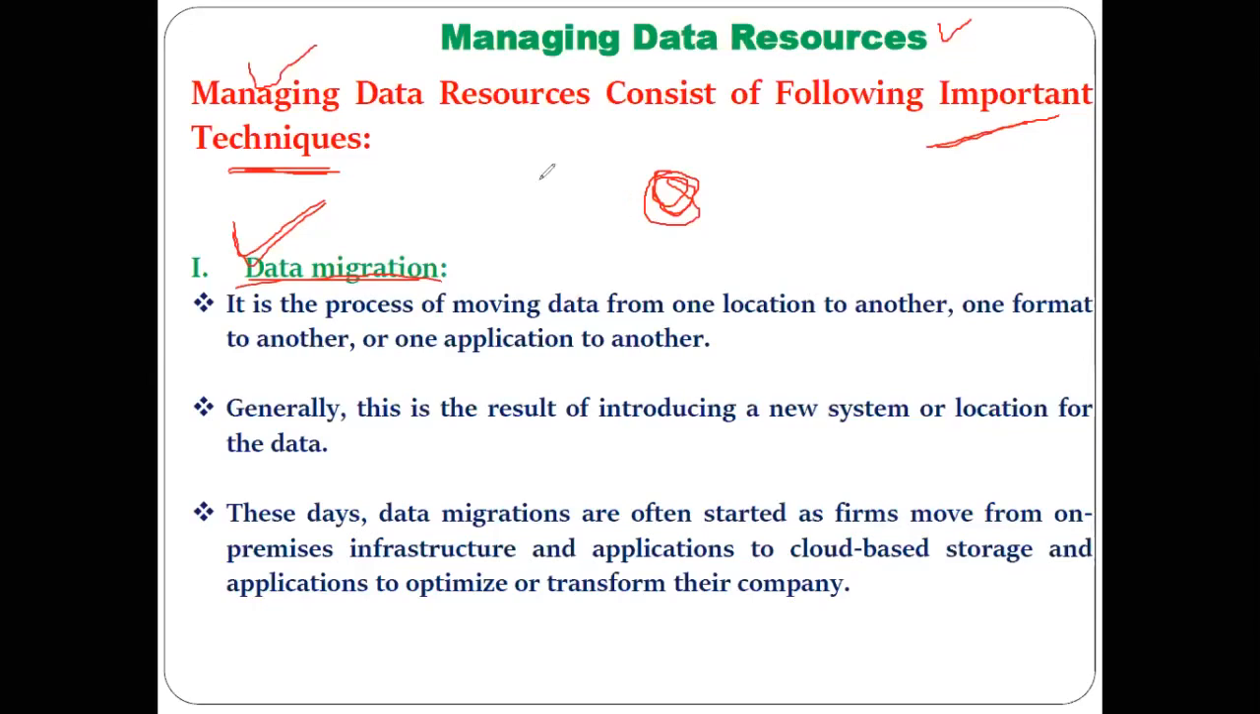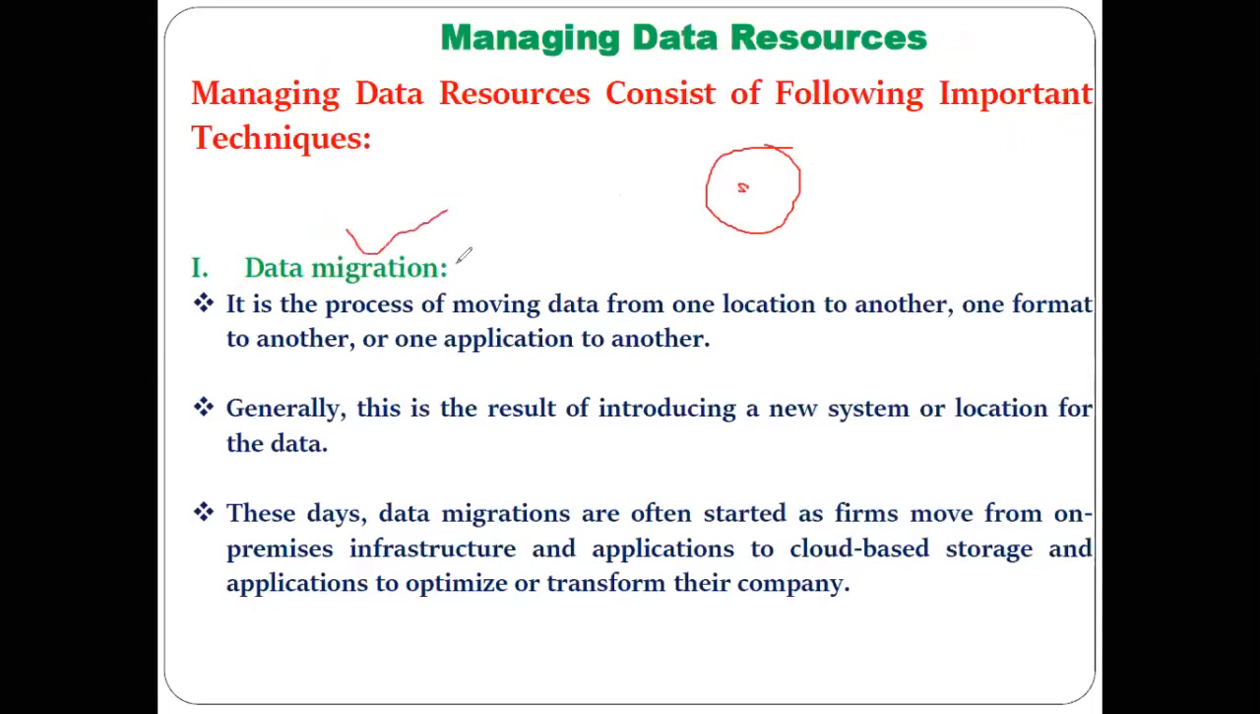Right? As I said, if you want to collect data at a central place, the first thing that we need to perform is what? Data migration. Yes or no? Yes, sir. So data migration is nothing but the process of moving the data from one location to another. As I said, there are various separate departments, functional departments. In order to avoid data duplication, redundancy, etc., what do we need? We need to collect the data from different departments. Got the point? Yes, sir. And when you collect this data from different departments, from different locations, that technique is called data migration. Got the point? Yes, sir. So this is the first technique of managing the data resource, data migration.